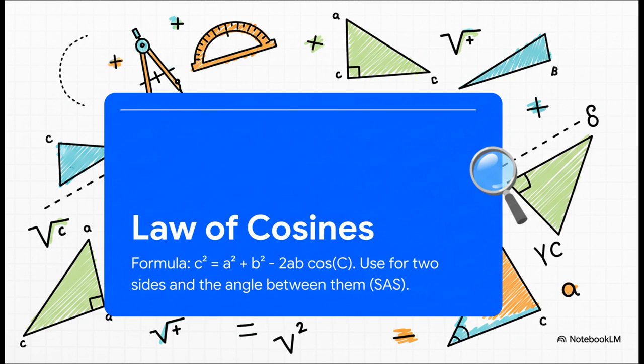In fact, if your angle C was 90 degrees, the cosine of 90 is 0, and that whole last term would just disappear, leaving you with good old Pythagoras. This is basically the Pythagorean theorem upgraded.